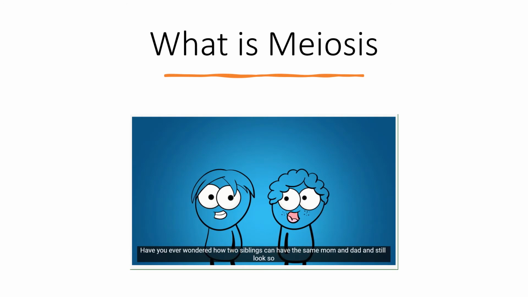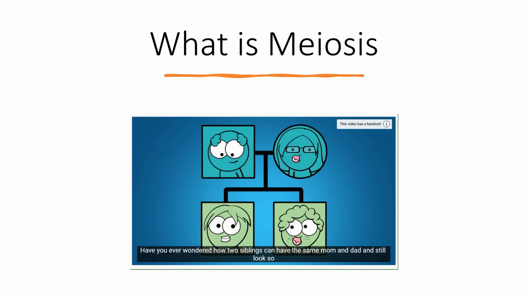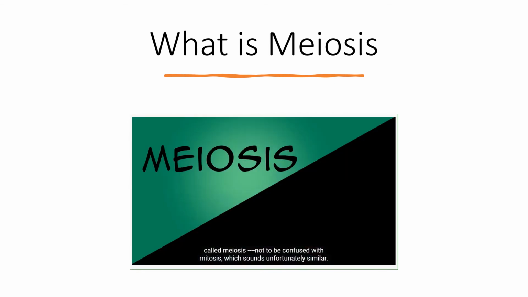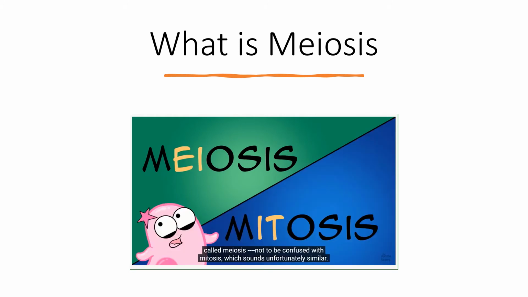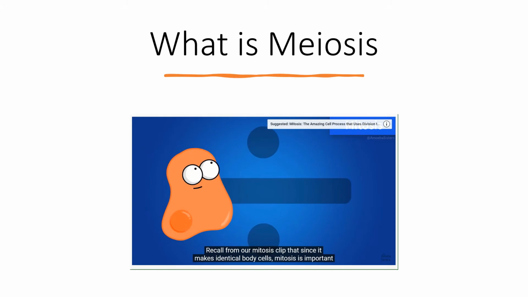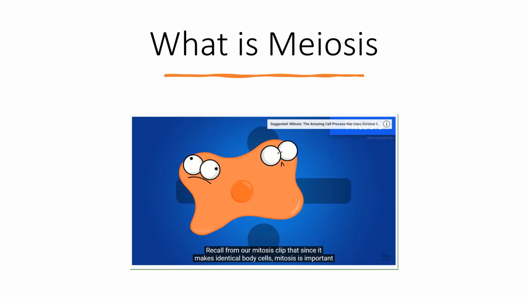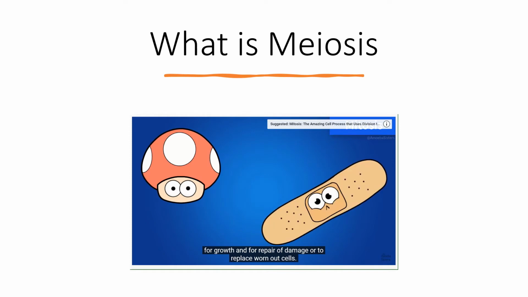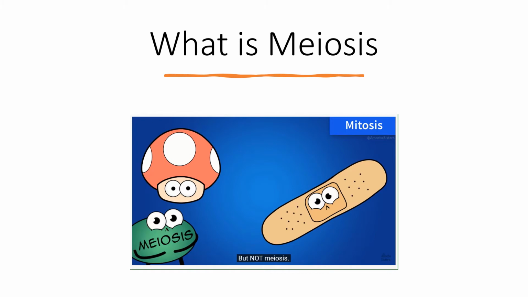Have you ever wondered how two siblings can have the same mom and dad and still look so different? Well, today we're going to talk about a process that makes that possible, a process called meiosis, not to be confused with mitosis, which sounds unfortunately similar. Mitosis makes identical body cells, like your skin cells and stomach cells. Recall from our mitosis clip that since it makes identical body cells, mitosis is important for growth and for repair of damage, or to replace worn out cells, but not meiosis.